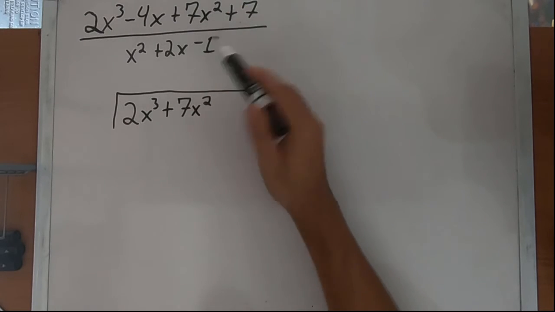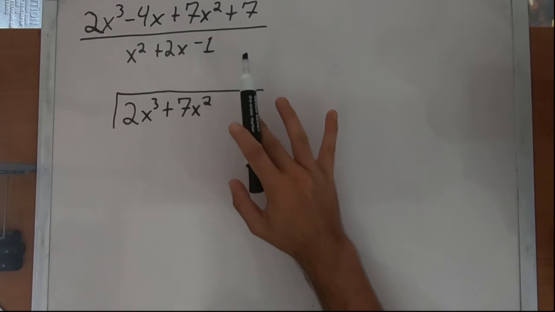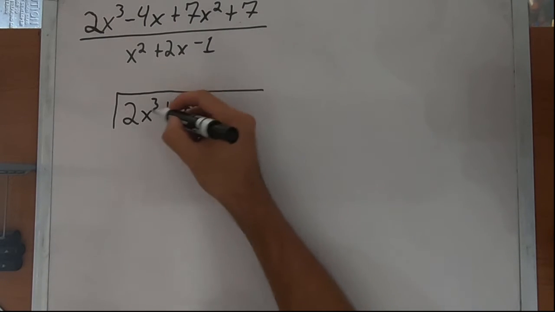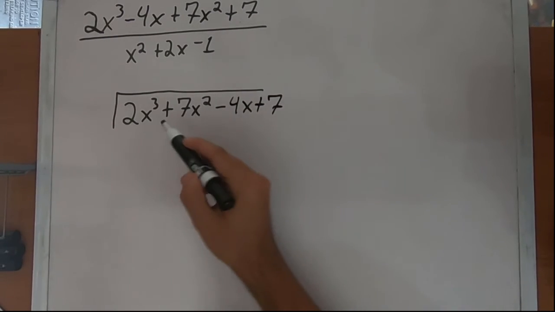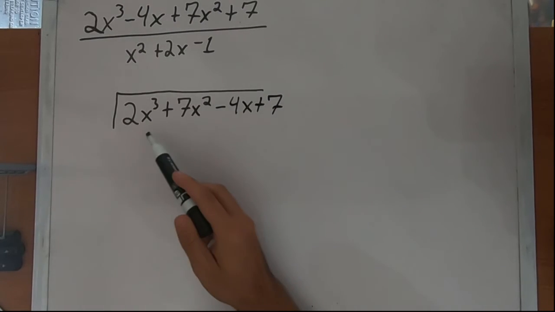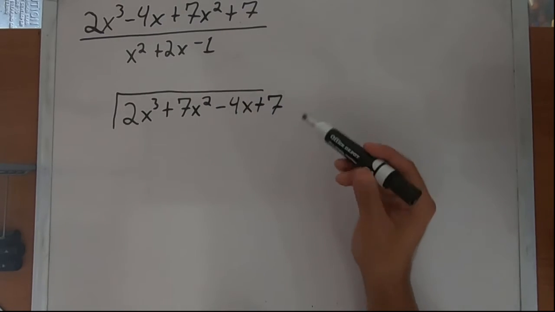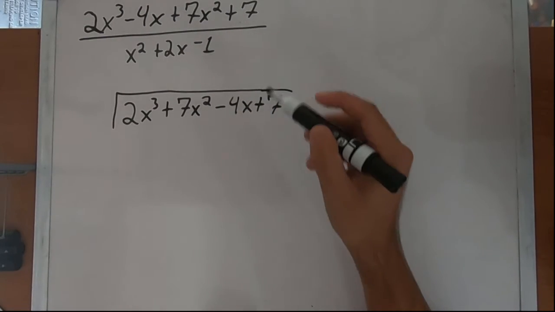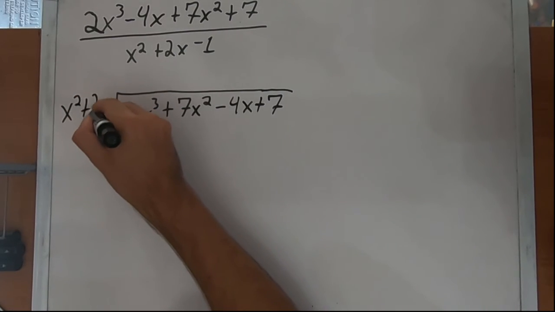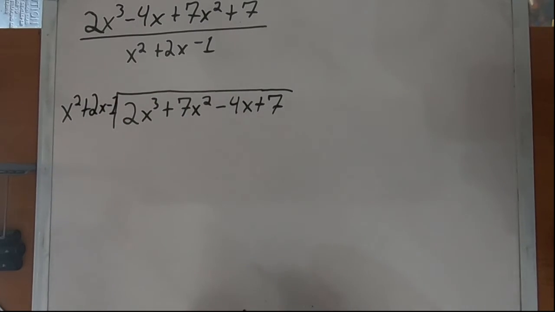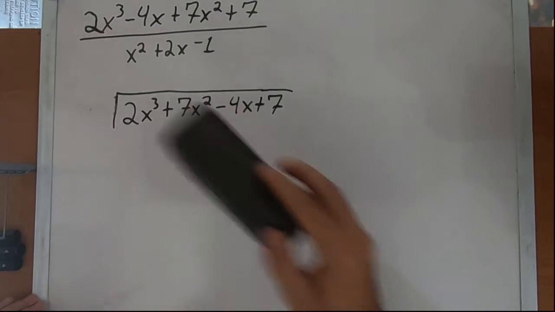So if you see this problem on a test, they're testing if you can notice that and know what to do when you see it. And right here we have negative 4x plus 7. Decreasing powers of x: cubed, squared, to the 1, to the 0. Anything to the 0 is 1, that's why there's no x. Divided by x squared plus 2x minus 1. Let's write that better.